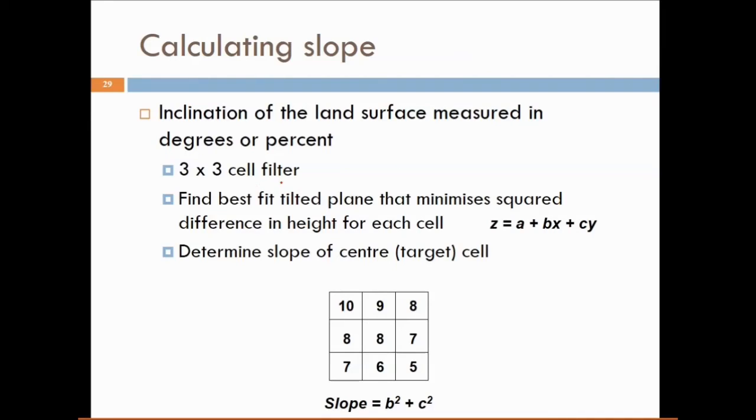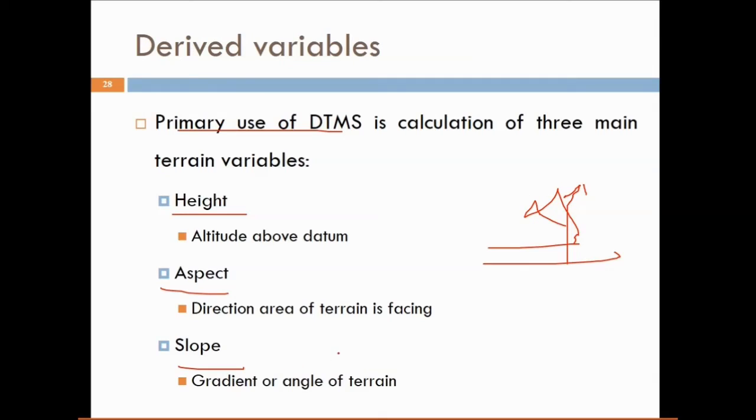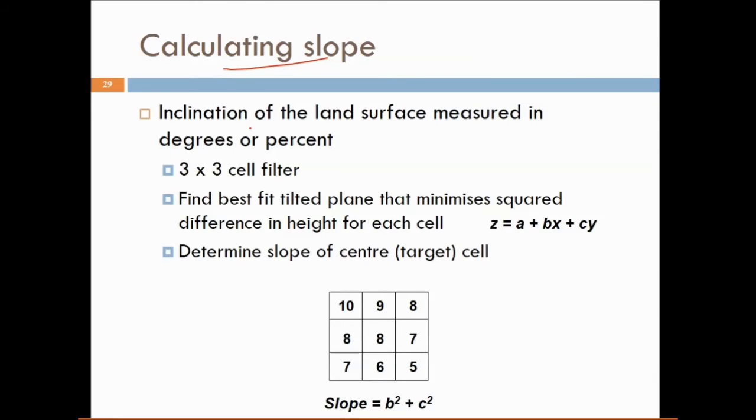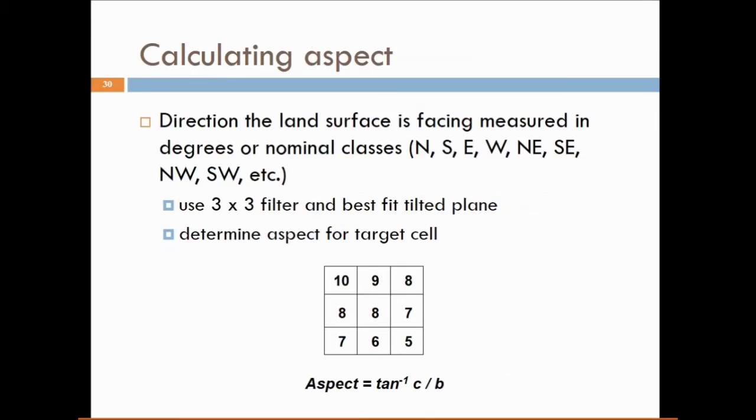How do we calculate the slope? As I just mentioned, the slope is the gradient or angle of terrain, which we find through the inclination of the land surface, measured in degrees or percent. We use a 3x3 cell filter and find the best fit tilted plane that minimizes the squared difference in height for each cell. We take z = a + bx + cy, a linear equation in x and y, and determine the slope of the center target cell. The slope is the square root of b squared plus c squared.